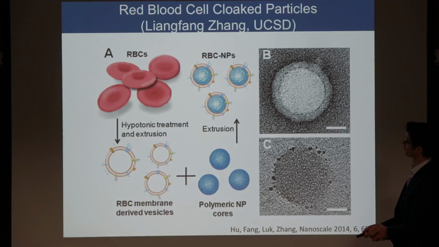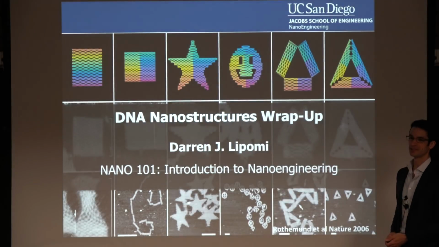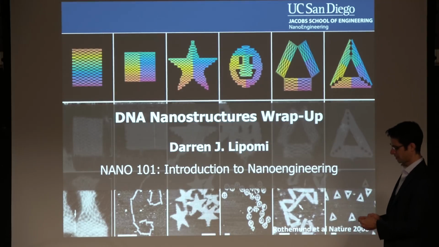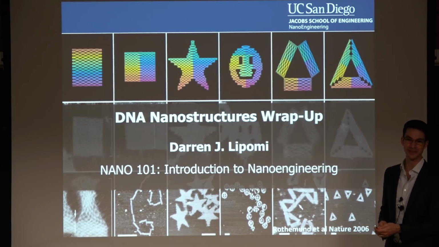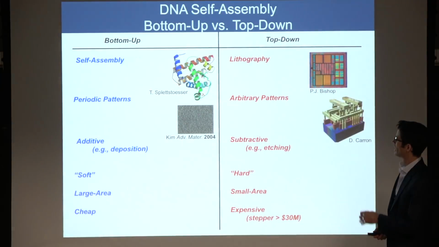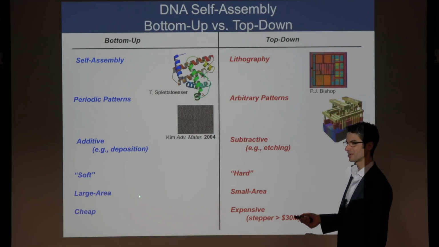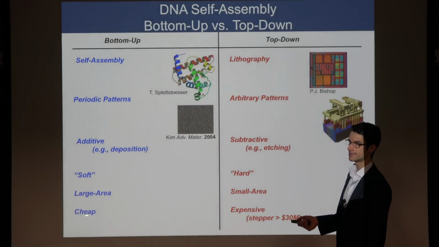Okay, I just want to show you some neat pictures to wrap up the discussion from Monday about DNA nanostructures. So we can actually use DNA in some cases to do stuff that is useless so far, but generates really great SEM images. So this is an example of bottom-up nanofabrication versus top-down fabrication. So self-assembly of DNA nanostructures can give us periodic patterns in a way that are additive as opposed to subtractive, soft, potentially large area, and not cheap yet.